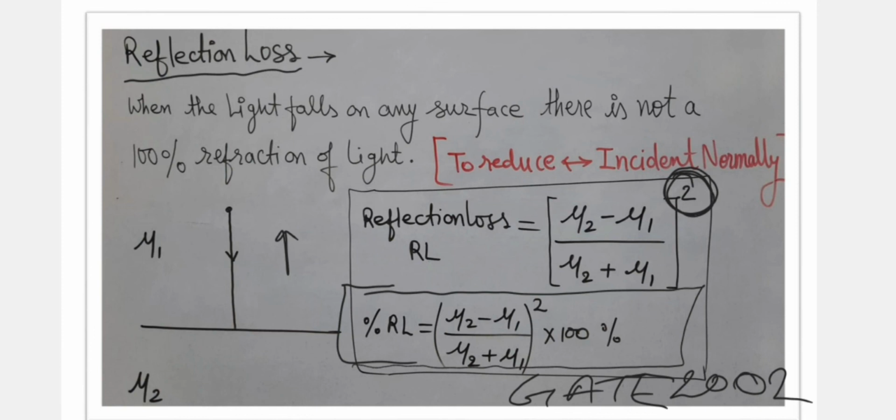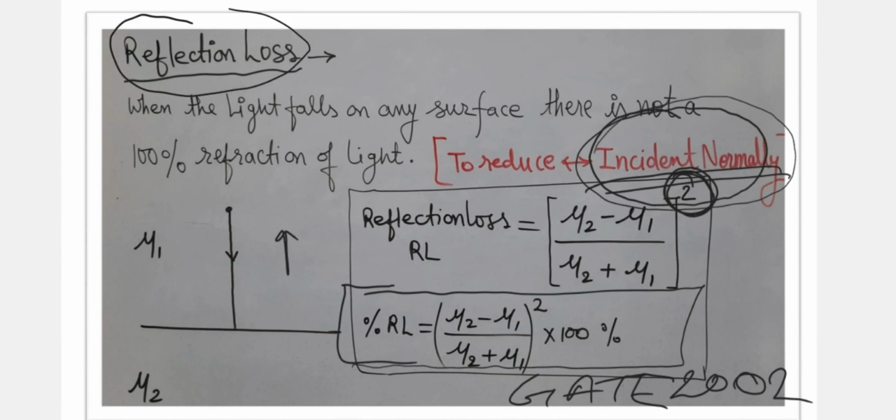In order to reduce the reflection losses, we must incident light normally to the surface. Here is one more point: if you incident the light normally to the surface, there will be less chance of reflection losses. This is also an important point which you should keep in mind during your preparation.